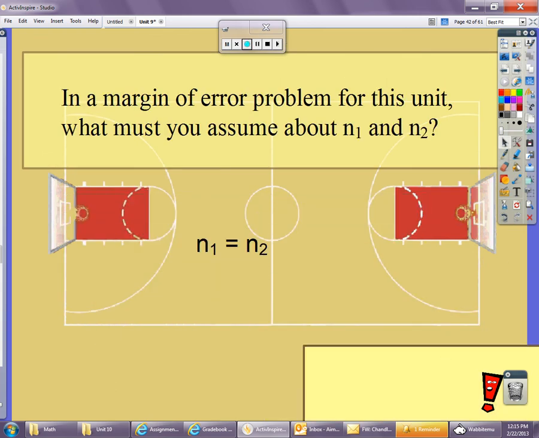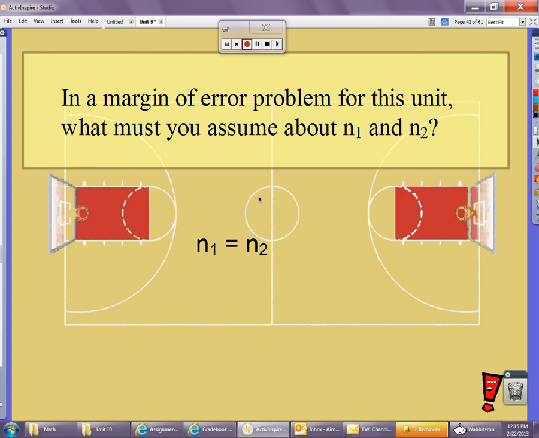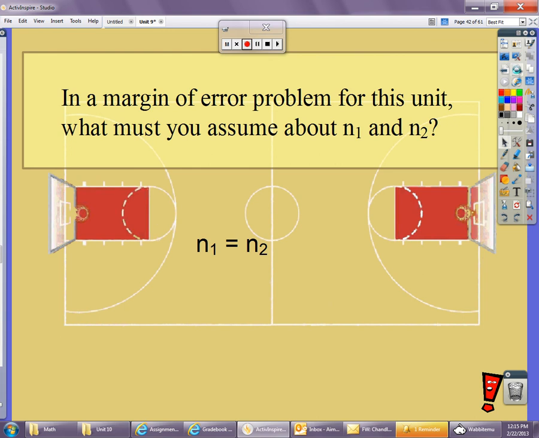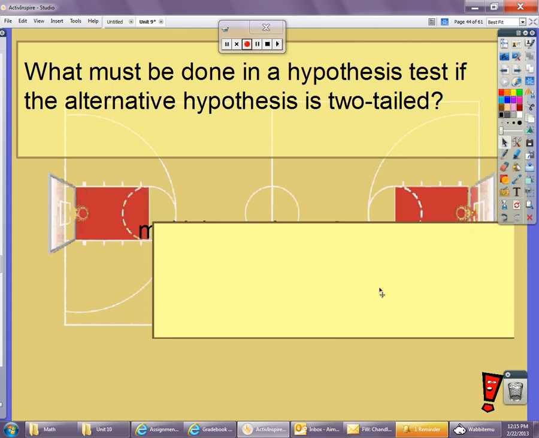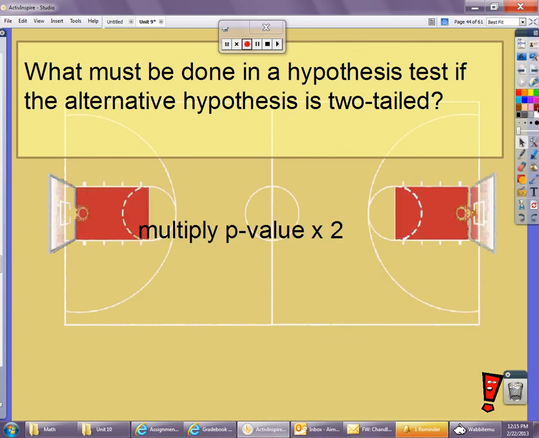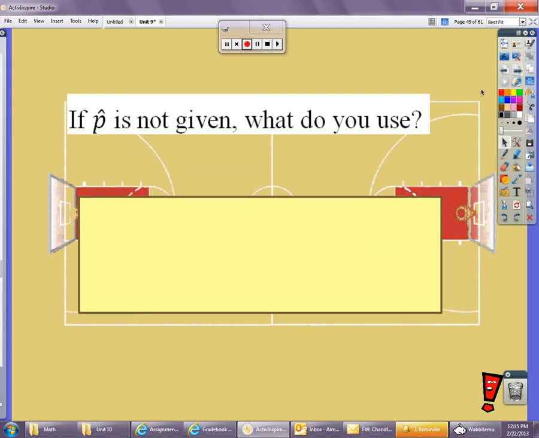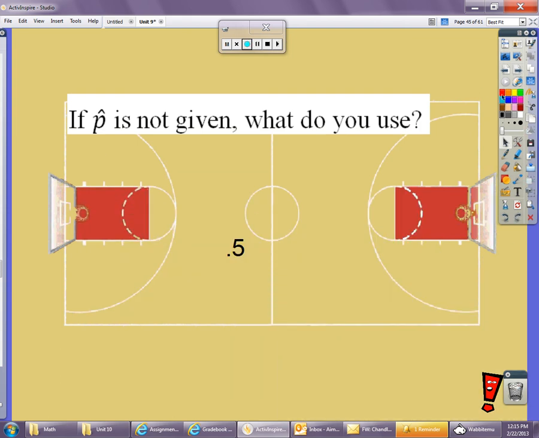Margin of error problem. So this is if they say the margin of error is this, what would be the population? Since you have two, n1 and n2, you would just assume that they were the same and find what it would be for both of them. A type 2 error is when you fail to reject H sub 0, and you should have. If it is two-tailed, you multiply the p-value by 2. If p-hat is not given, you use 0.5.